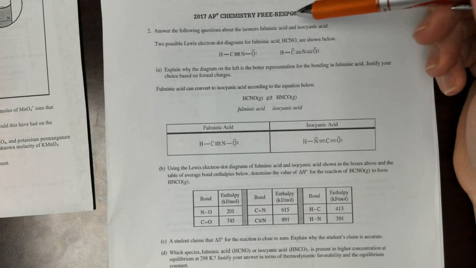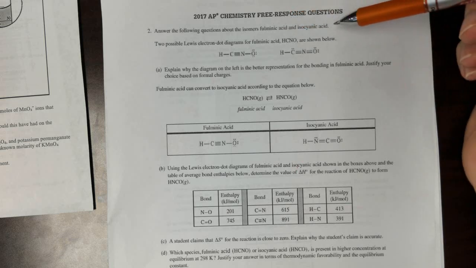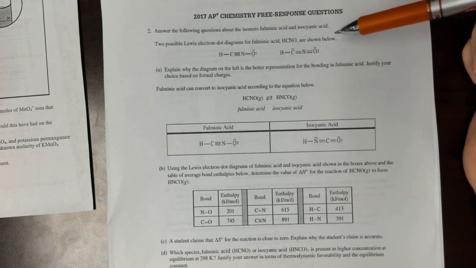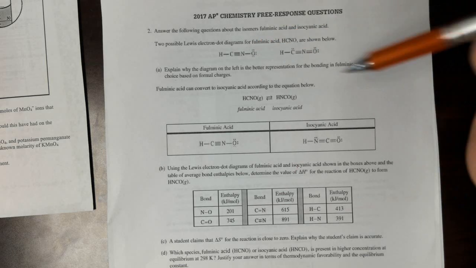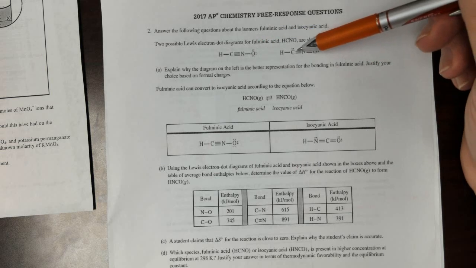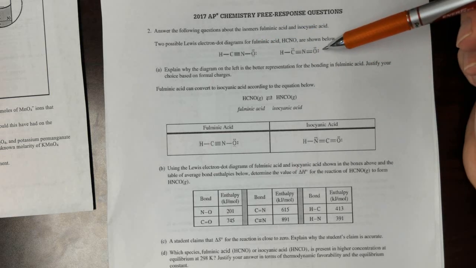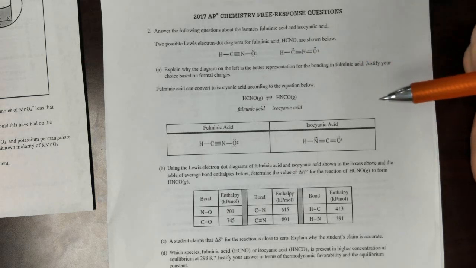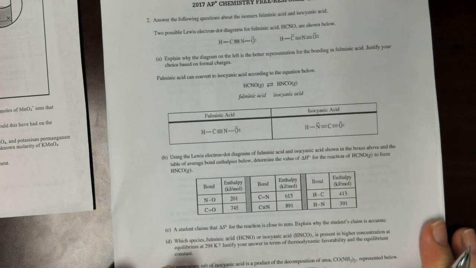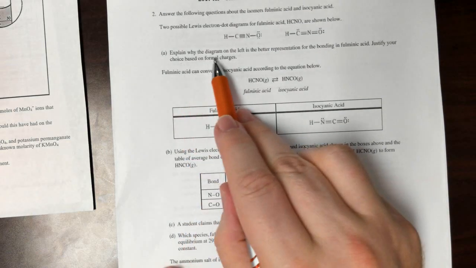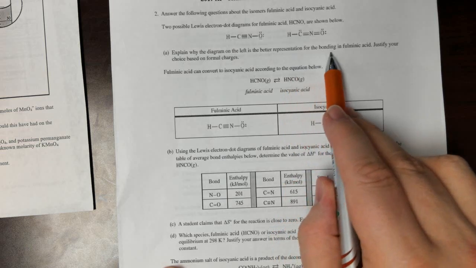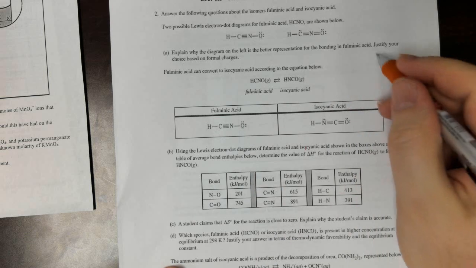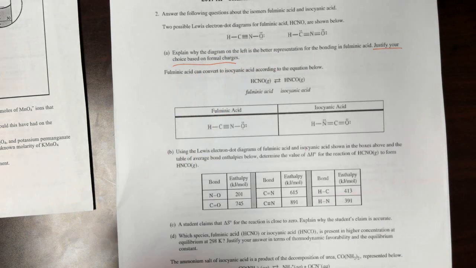Alright, so we got the isomers fulminic acid and isocyanic acid. So you can see real quickly the difference is, instead of a triple bond between the carbon and nitrogen, we've broken that up into two double bonds, which means the carbon has to have a lone pair. And carbon hates having a lone pair. Explain why the diagram on the left is the better representation for bonding in fulminic acid. So there's several ways to answer this, but they did tell you to justify your choice based on formal charge.